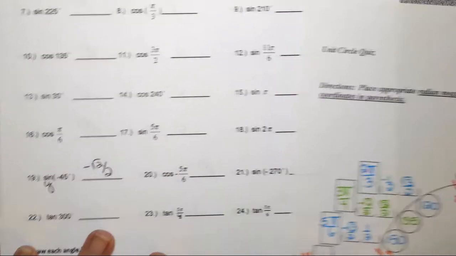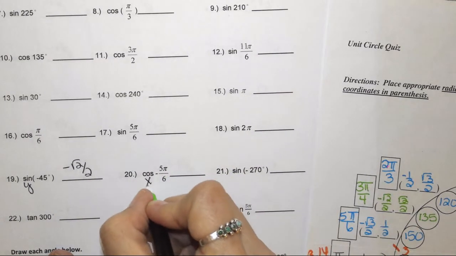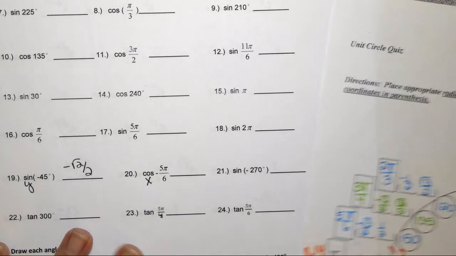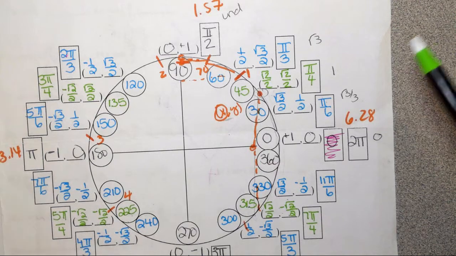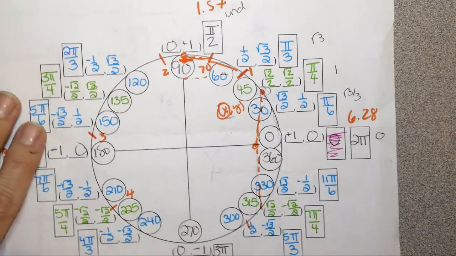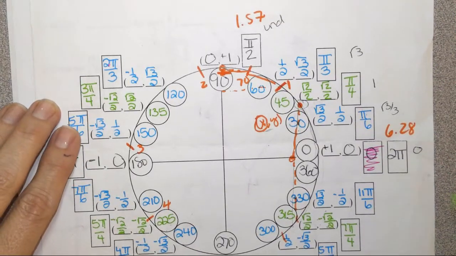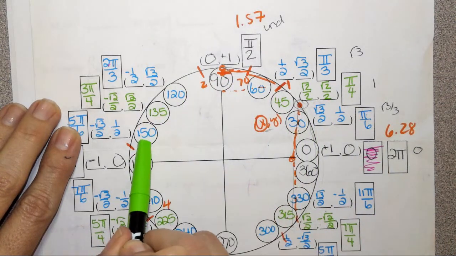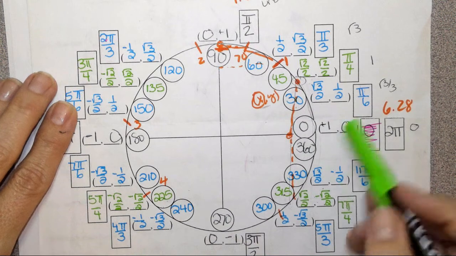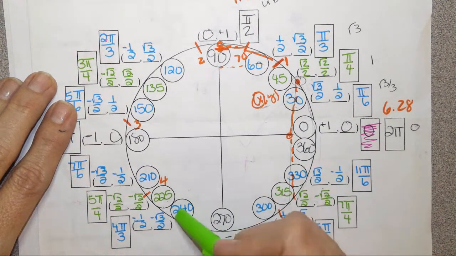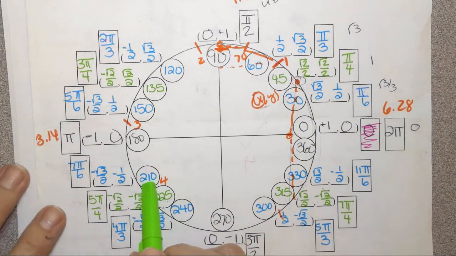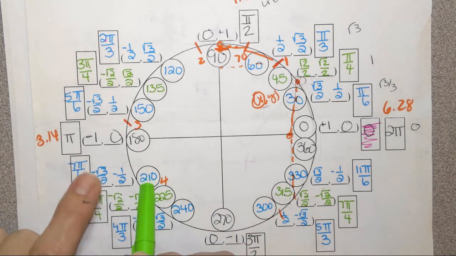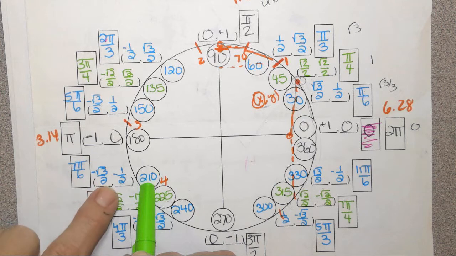Okay, so let's go do another one of these together. Remember, cosine means x. So I'm looking for the x value at negative 5 pi over 6. So first I'm going to go find positive 5 pi over 6. So positive 5 pi over 6 is over here in quadrant 2. It's 1, 2, 3, 4, 5, 6, 7 from the 0. So I'm going to go 7 the opposite way. 1, 2, 3, 4, 5, 6, 7. So I'm going to be right here at 210 degrees. And they wanted to know the cosine, and cosine is the x. So it's negative root 3 over 2.